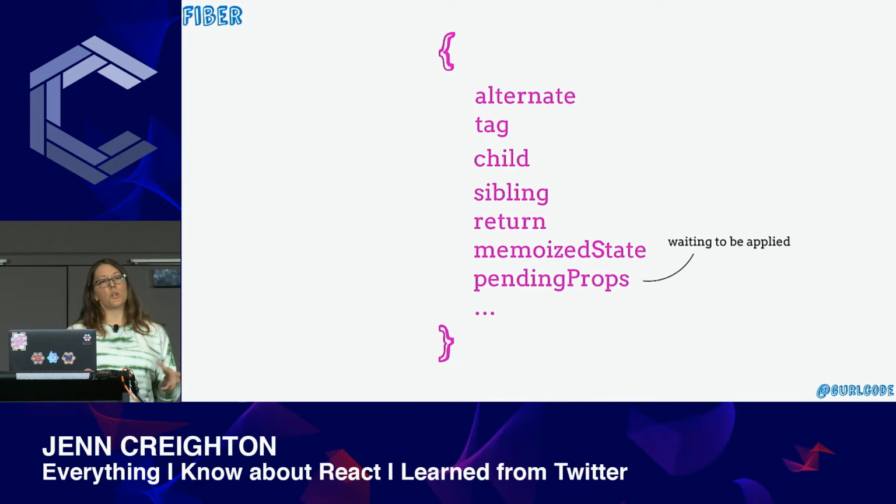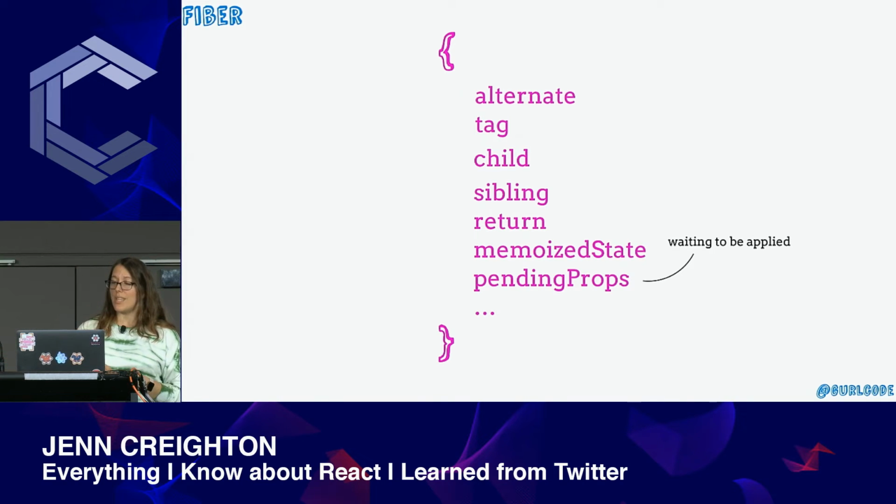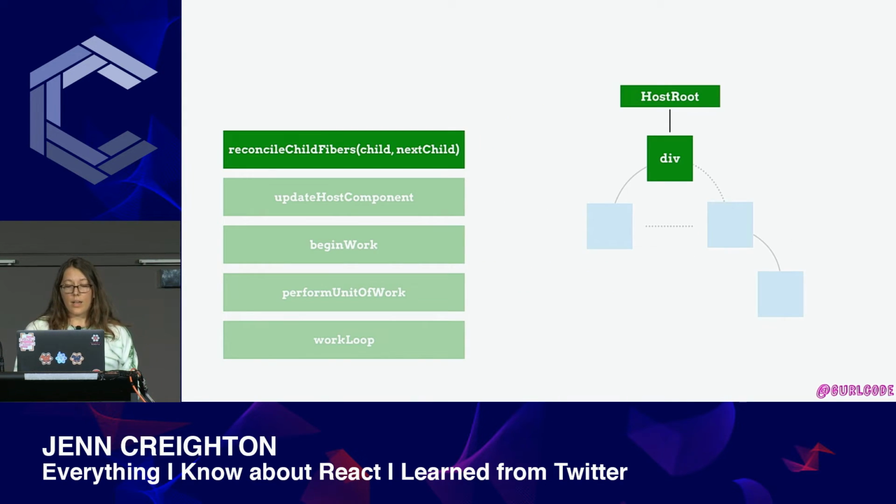So pending props are just props that are waiting to be applied. And of course, children is a key, so we can grab it and we can use that. And so we're going to reconcile the child, which is still currently null for this fiber, and the next child, which is going to be props.children, and we're going to decide what we need to do there.